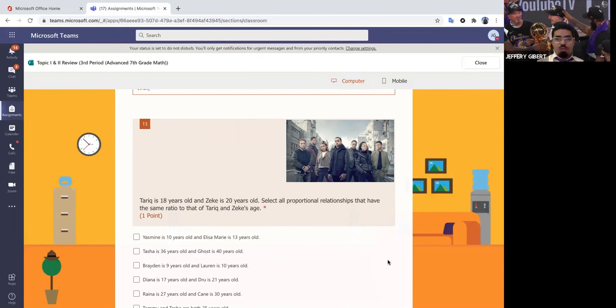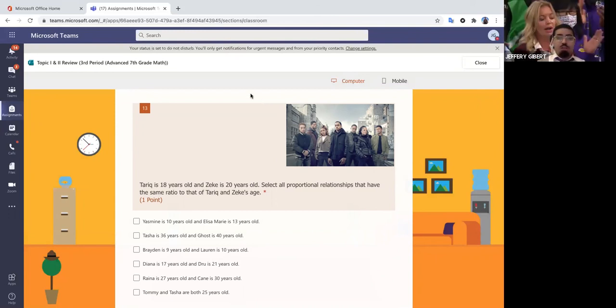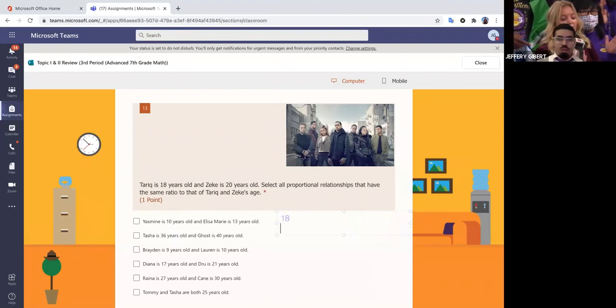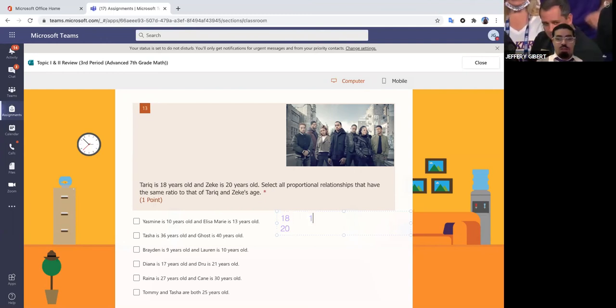This one says, Tariq is 18 years old and Zeke is 20 years old. Select all proportional relationships that have the same ratio to that of Tariq and Zeke. So on this, all you do is you do Tariq, because that's what they asked for first, on top, and Zeke on the bottom. Then you do, in each answer choice, the first age on top, the second age on the bottom, and you cross multiply and see if you get the same answer. So what I mean by that is you do 18 times 13 and 20 times 10.